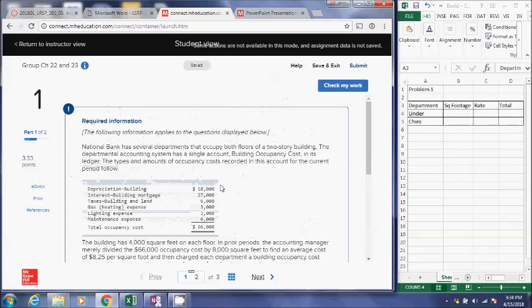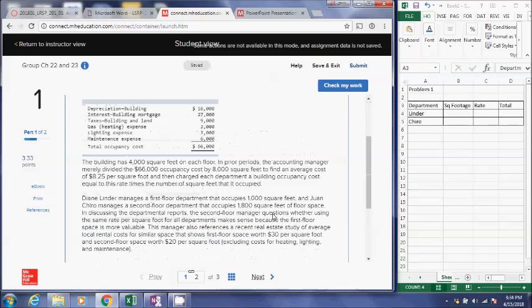National Bank has several departments that occupy both floors of a two-story building. The departmental accounting system has a single account called building occupancy in its ledger. The types and amounts of occupancy costs recorded in the account for the current period follow. You can see it's got several costs, and it totals up to $66,000. All of these things look very, very indirect. Depreciation, interest, taxes. Obviously, these are indirect costs.